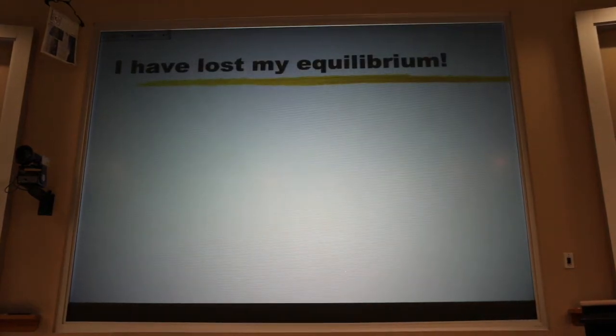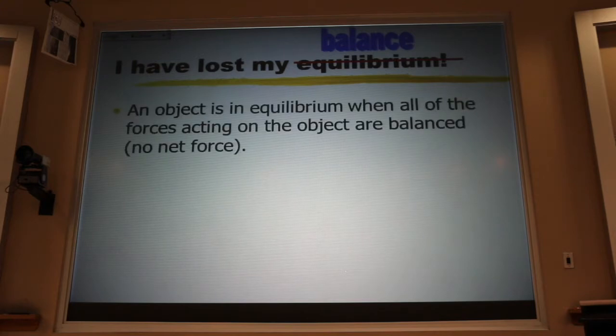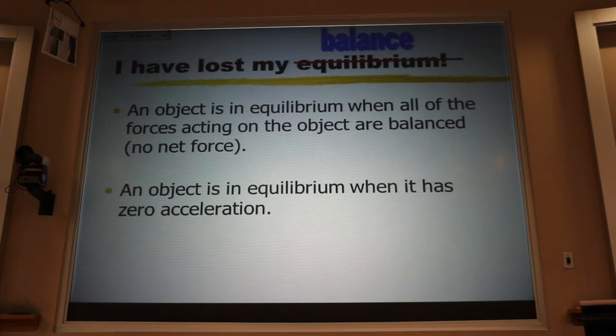Now, when I talk about equilibrium, it's the same as talking about balance. If I lost my equilibrium, I've lost my balance. And the definition of equilibrium can either be that all the forces on the object are balanced, there's no net force, or you can define equilibrium as something that has zero acceleration. And I hope everyone sees that those are exactly the same thing by Newton's second law.